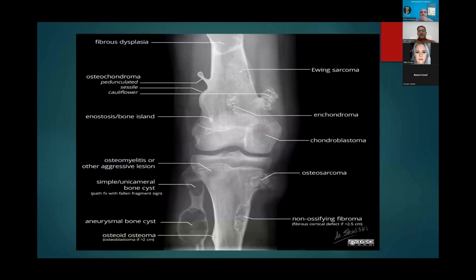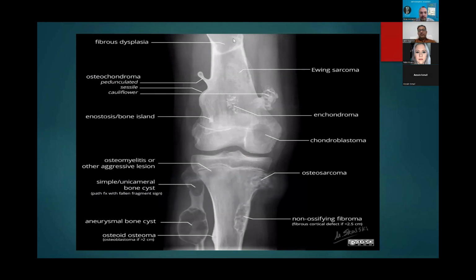This is another picture. Now that we have a broad idea about what kind of tumors we see, this is a nice picture which I picked up because it shows the same area of the knee, with the lower end of the femur and the upper end of the tibia, but it shows most of the tumors' classical radiological appearances as well as the more common locations of these tumors. So it's kind of a revision, but more focusing on the appearances.